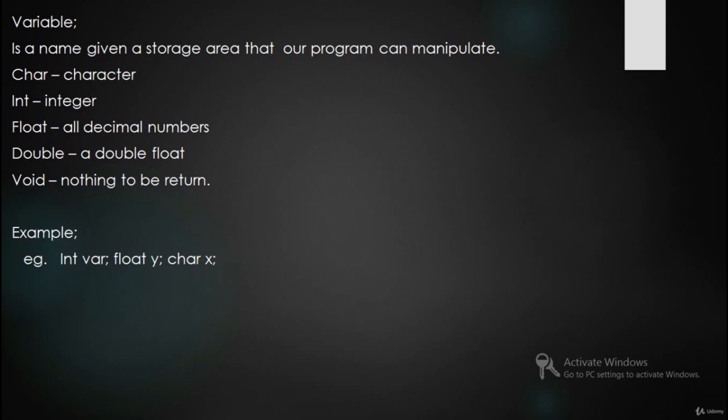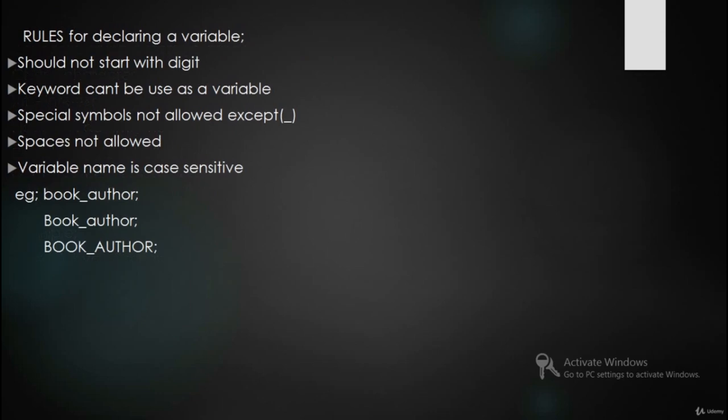Now we have rules for declaring a variable. For instance, rule number one states that a variable should not start with a digit. You can't start a variable name with a number. Two, keywords can't be used as a variable. We've learned about keywords already. Examples of keywords are auto, switch, static. All those keywords that we learned cannot be used as variables.